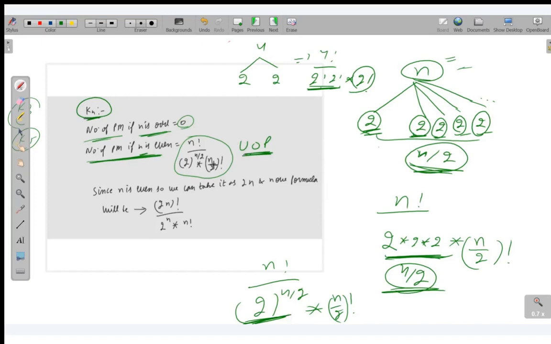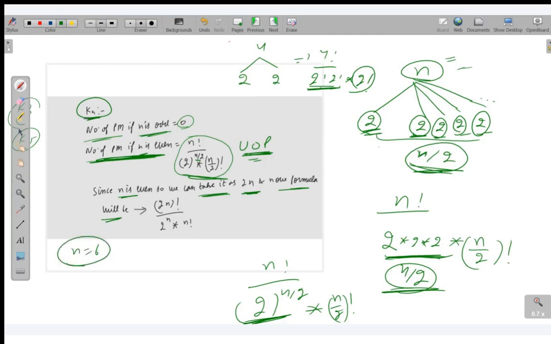So by UOP we have got it. The number of perfect matching if n is even is this only. Now since n is even, we can take it as 2n also. The n by 2 creates problems sometimes, and some students might get confused, so we can take it as 2n. Replacing n by 2n, we get 2n factorial divided by 2 power n into n factorial. That is my answer.